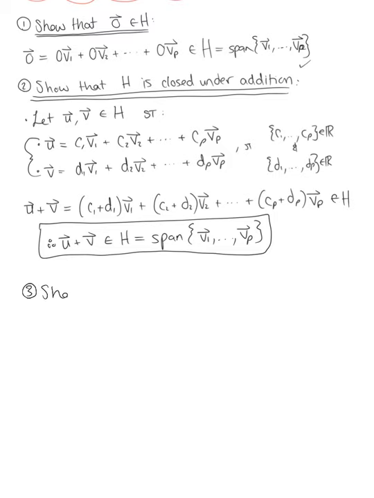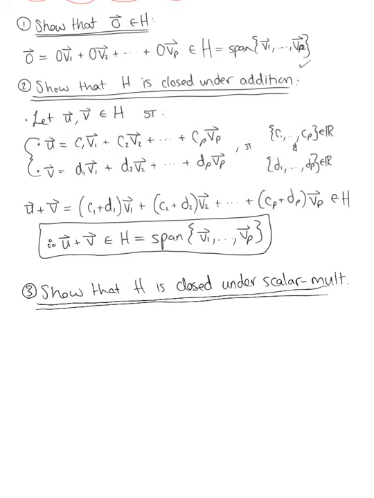Last but not least, we show that H, defined by the span of these vectors, is closed under scalar multiplication. This is that third and final property that we need. So I'm going to let vector u be some vector in H, and I'm going to be a little lazy here and say the same u as above. And we will let c be any scalar to our heart's desire.